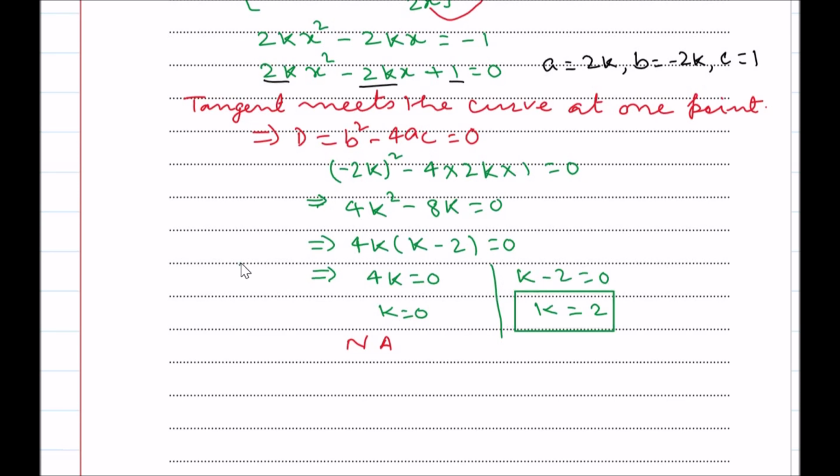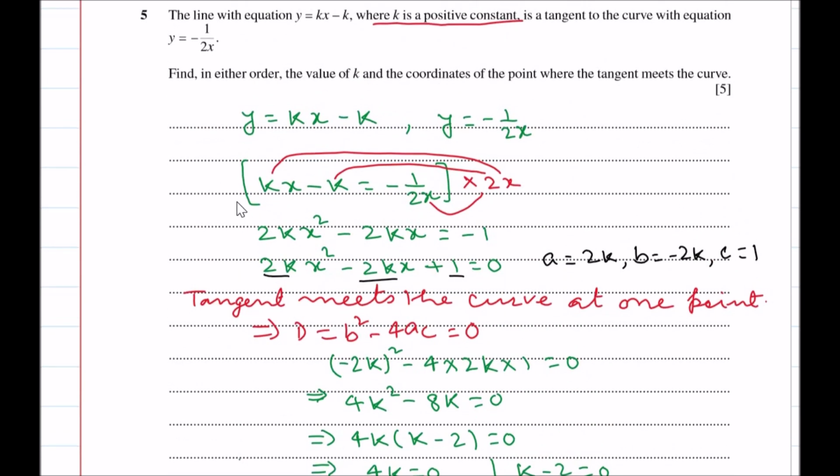I hope you understood so far. Now it says, the coordinates of the point where the tangent meets the curve. That means we need to find the coordinates. It means we need to solve for x. Which equation will we be solving for x?